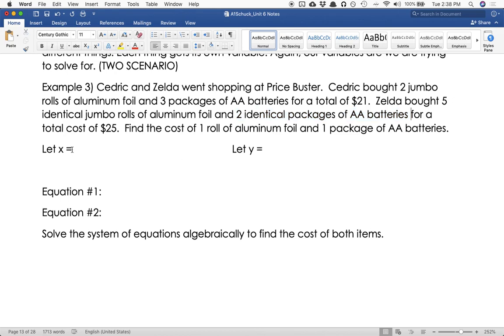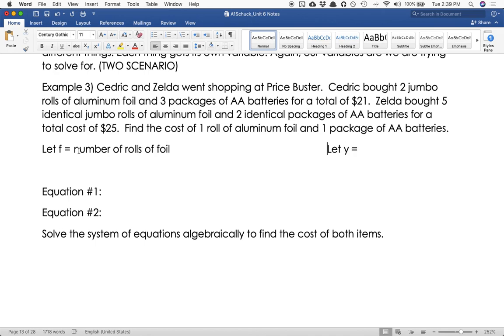Now, instead of x and y, I'm going to say let f equal a roll. What the heck? Why did Google go on there? I don't know either, Google. Why'd you turn on?